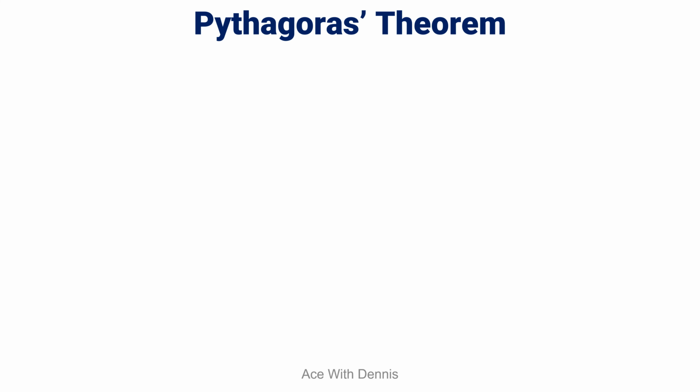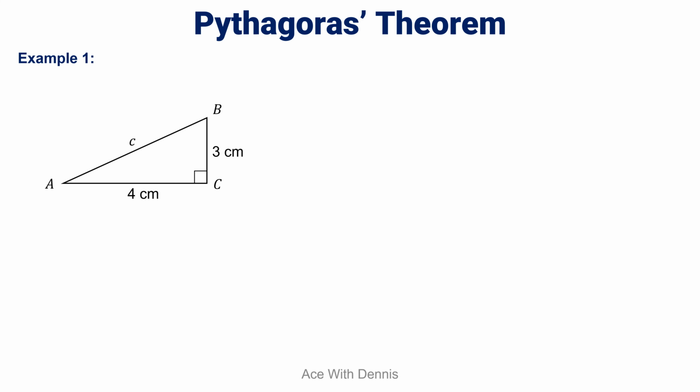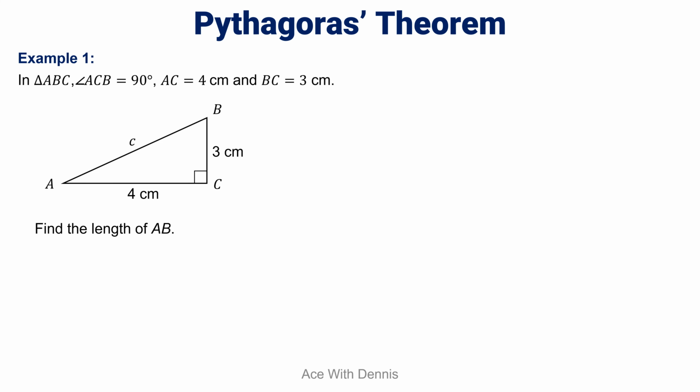Right now, let's see how we can use Pythagoras theorem formula to solve some questions. Example 1. Given this diagram. In triangle ABC, angle ACB equals 90 degrees, AC equals 4 cm and BC equals 3 cm. Find the length of AB.